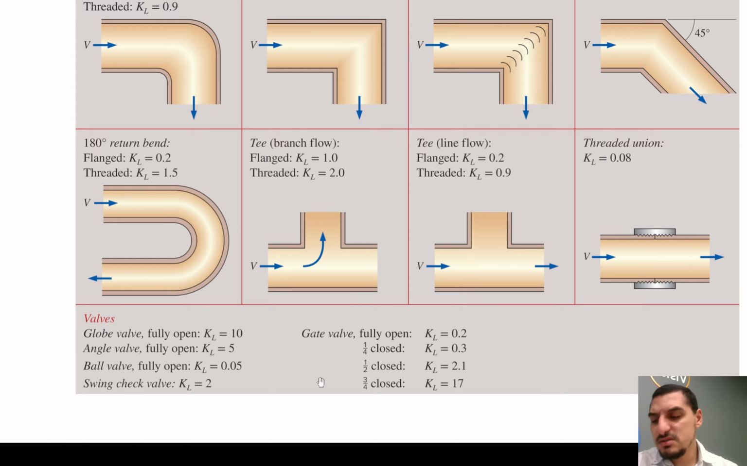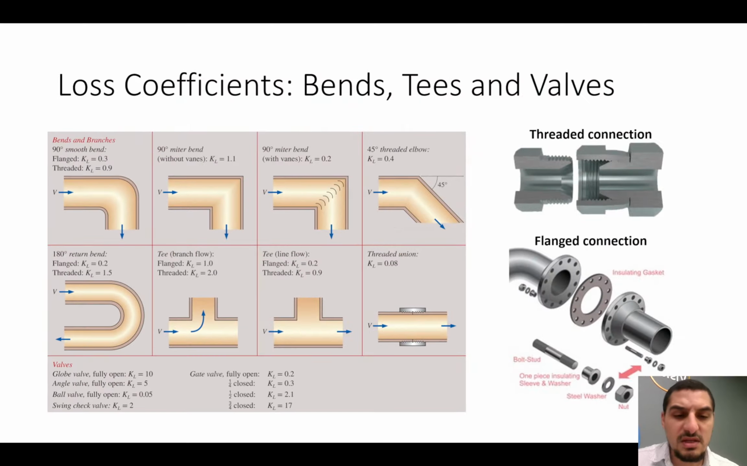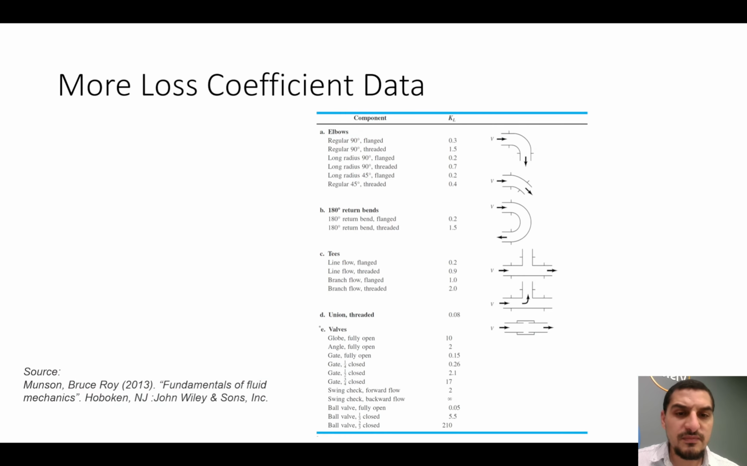But for now, let's just take them as information: if this is a globe valve, we know that the K is 10. If it's a ball valve, the K is 0.05, and so on. So it's as simple as this. We just need to know the type of valve, and then you can pick the proper value of K_L.